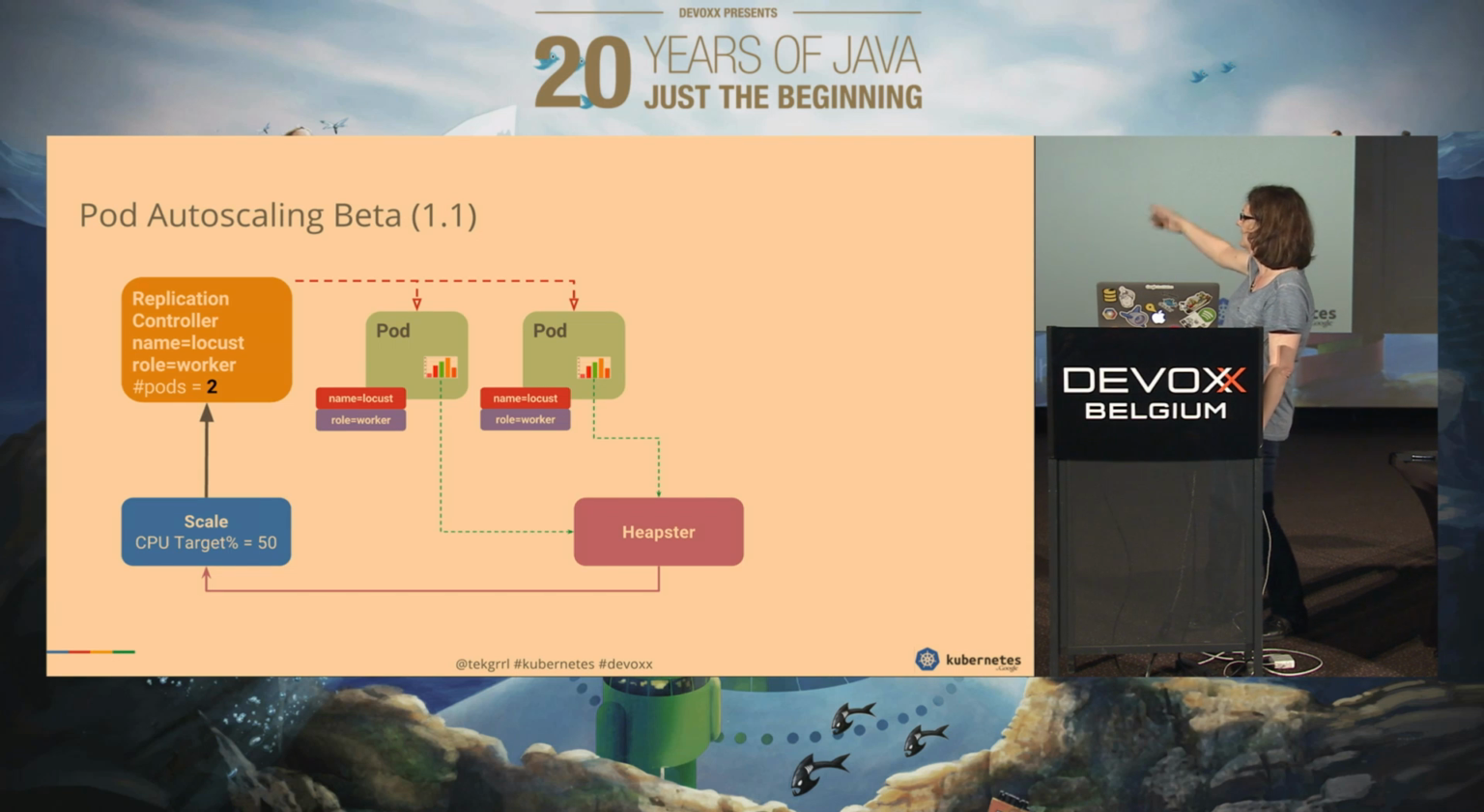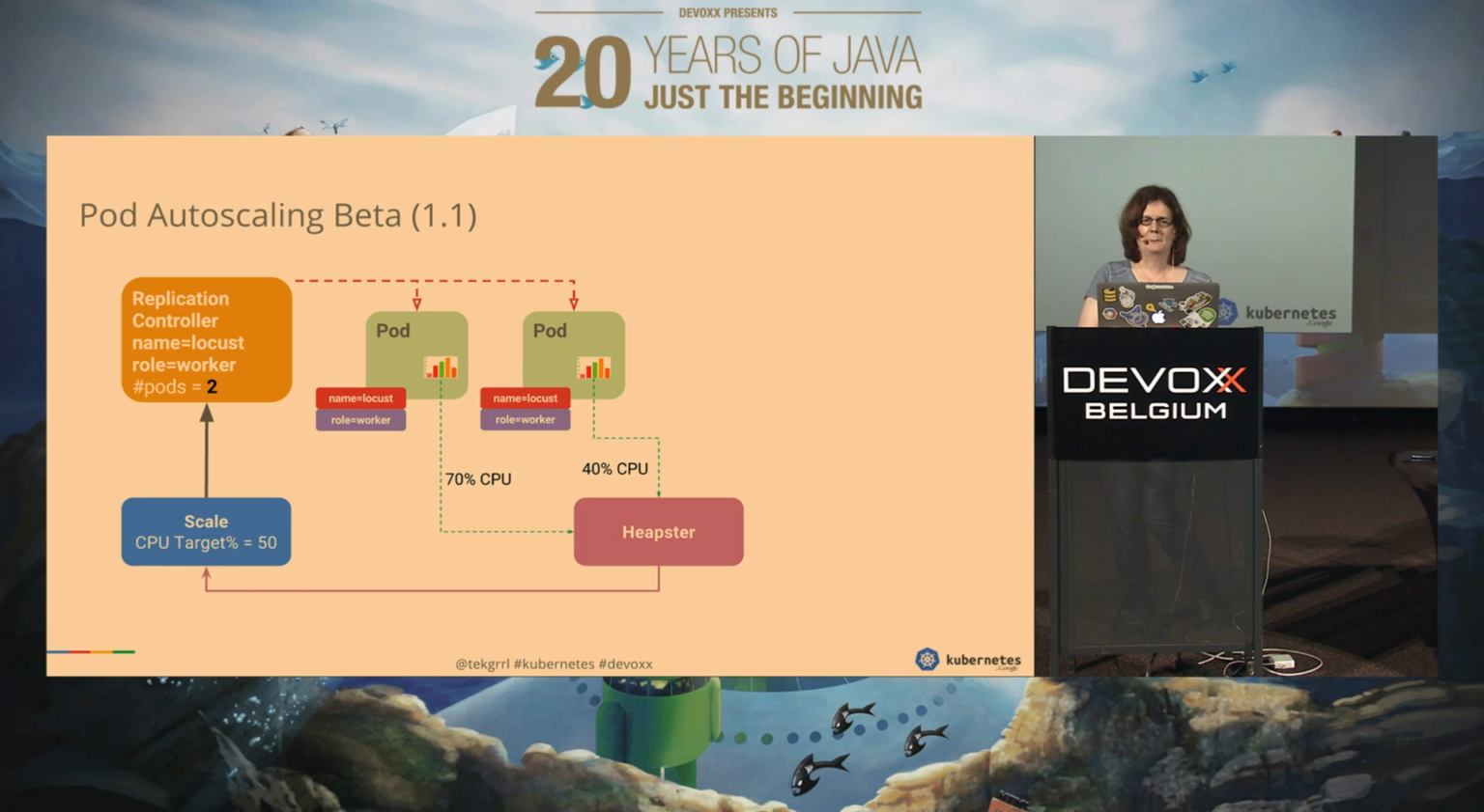And the 2 pods are there, they have the labels which the replication controller is selecting on. Then we have this thing called Heapster that uses an internal service called cAdvisor that is able to monitor the running containers within the pods and get statistics from them. And in this case, at some point, Heapster says it's got 40% CPU and 70% CPU. Averaged across them, that's over 50%, which is our scaling target.